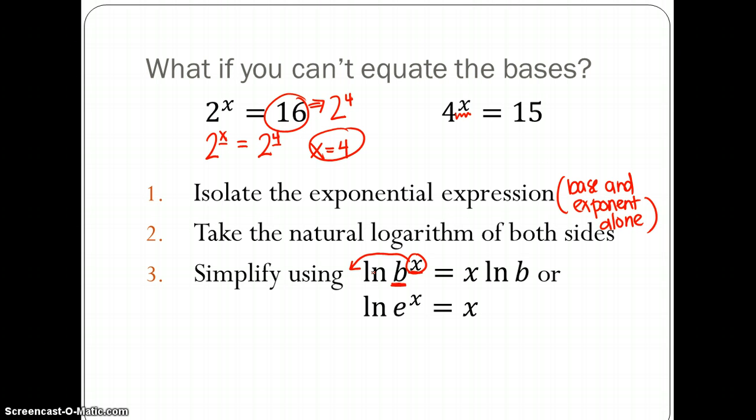The other property we'll use to simplify is very similar, a special case, and it's kind of why we use natural logs, because it helps us do this more easily. If we take the natural log of e to the x, remember that natural log has a base of e. So you're asking yourself, e to what power equals e to the x? Well, the answer has to be x. Those are the two properties we're going to use to simplify. And then the last step, if necessary, is to solve for the variable.